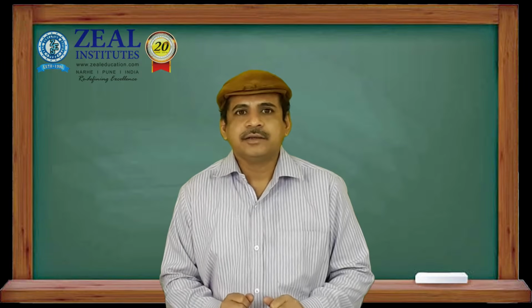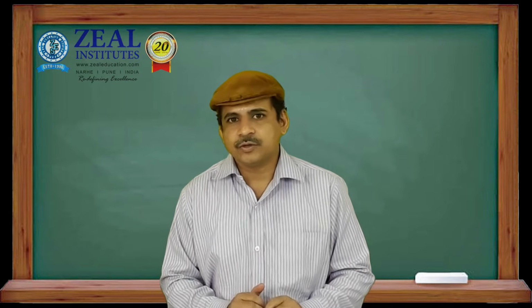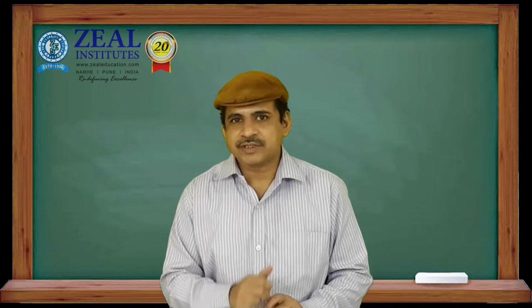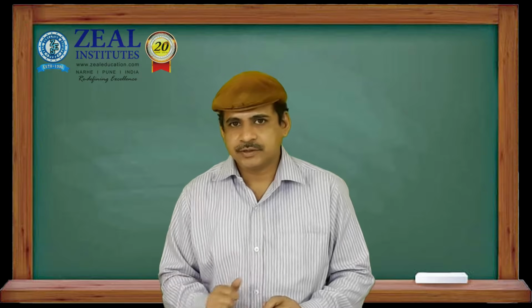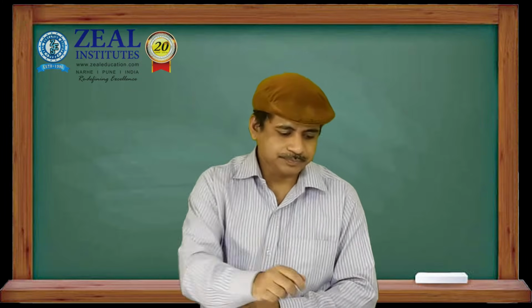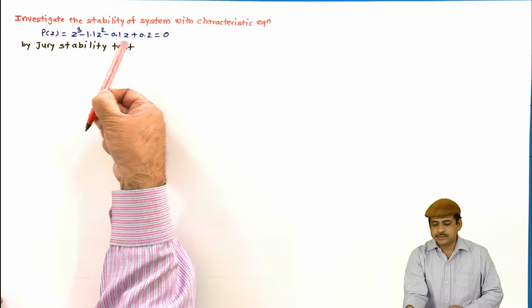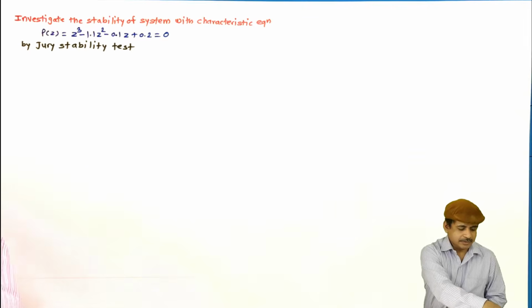Welcome back. In the previous lecture, we have solved one numerical example on the Jury stability test. In continuation to that, we will solve a couple more examples in this class. We will start with the first example. The example is, investigate the stability of the system with the given characteristic equation.